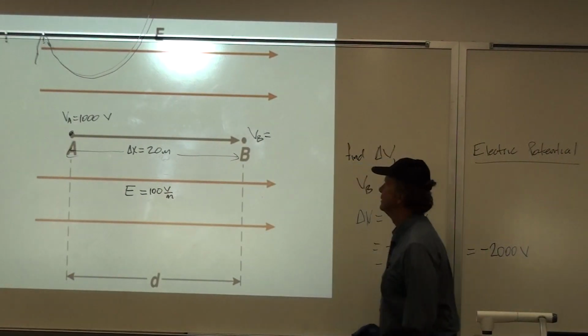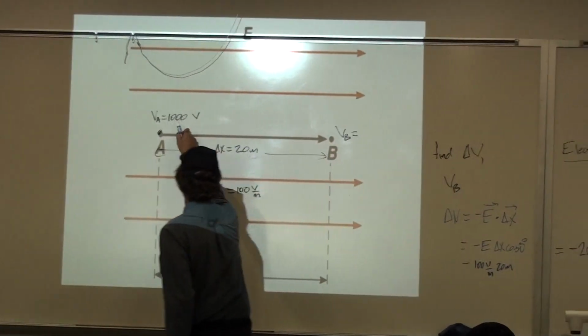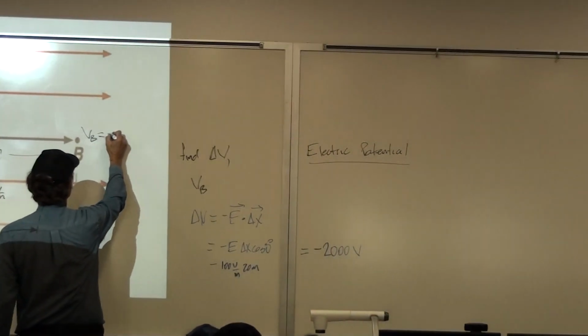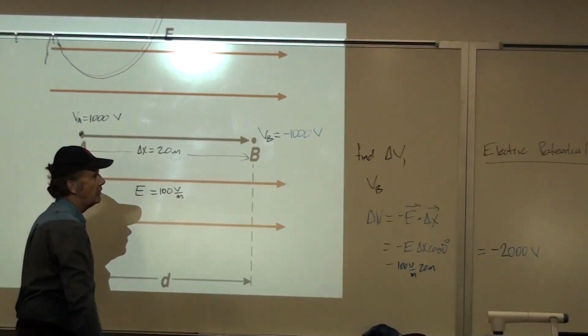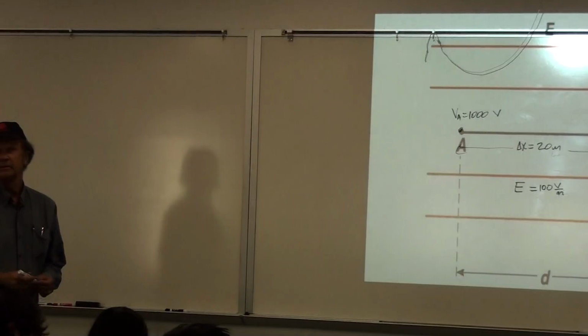Negative 1,000. Good. VA was 1,000. And then we had a change in voltage of negative 2,000. So VB is minus 1,000 volts. Does everybody see how that works? Anybody have a question about it?